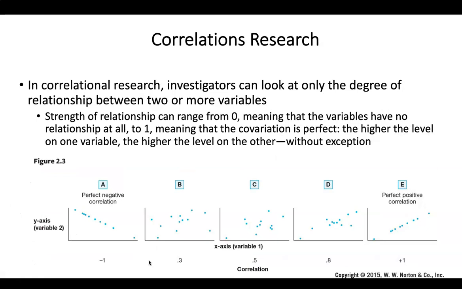Okay. So again, as I said, with correlational research, you look at the degree of relationship between two or more different variables. Going from zero up to 1.